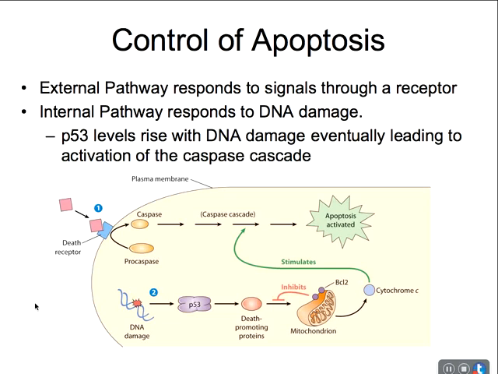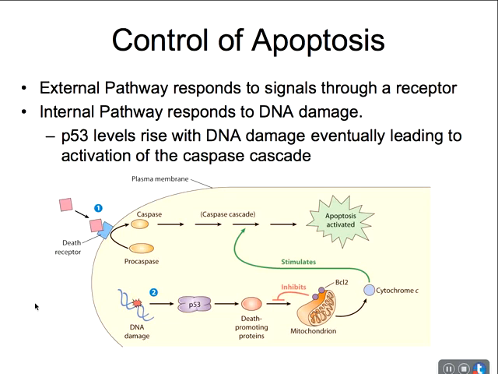Part of the electron transport chain is this molecule called cytochrome C. Cytochrome C is leaching out of the mitochondria because of the membrane damage. Membrane damage to the mitochondria allows cytochrome C to be released. Cytochrome C activates the caspase cascade. So all roads lead to the caspase cascade and apoptosis.